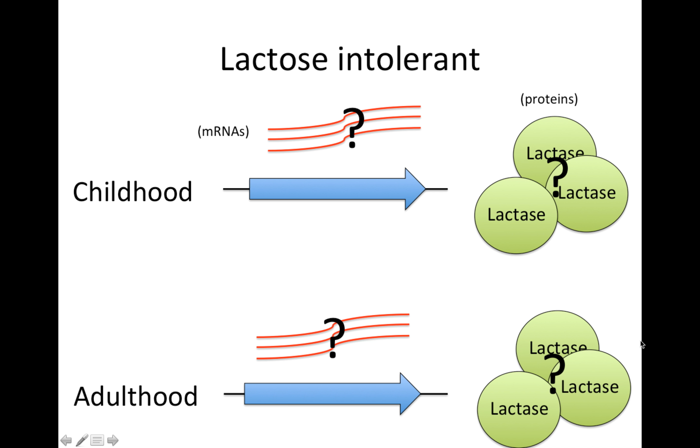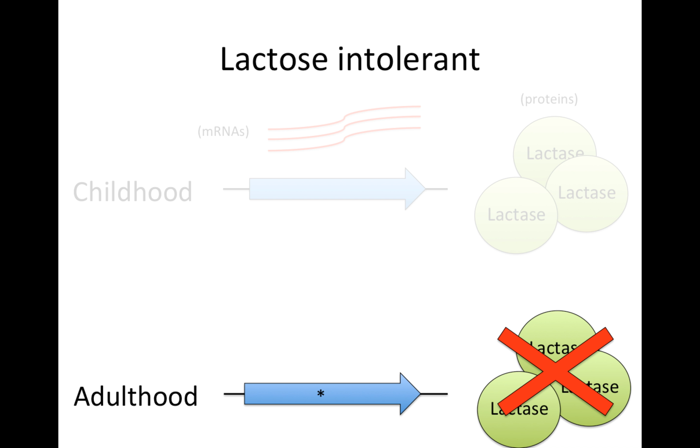So what's going on in lactose intolerant individuals? We call them lactose intolerant because they can't digest lactose as adults, but when they're children, they are producing lactase, which must mean that they're going from DNA to RNA to protein from both copies of the lactase gene in childhood. But in adulthood, we're not seeing production of lactase. So lactose tolerant individuals are doing the same thing in childhood and adulthood, while lactose intolerant individuals have this difference between childhood and adulthood.